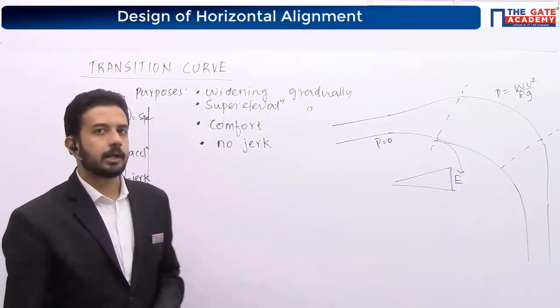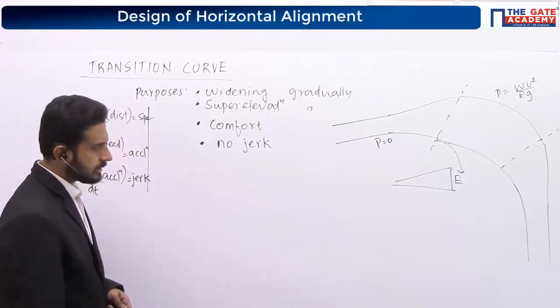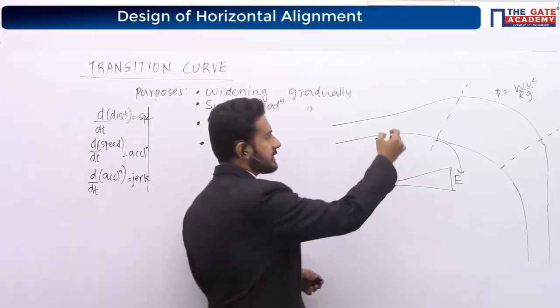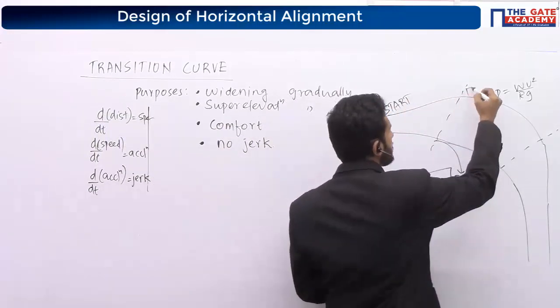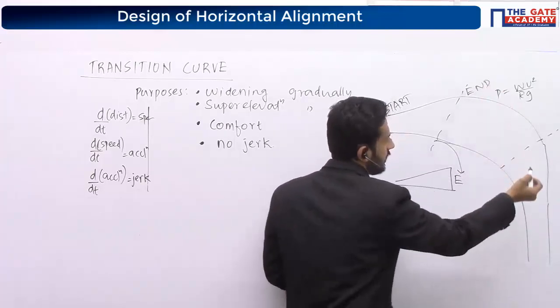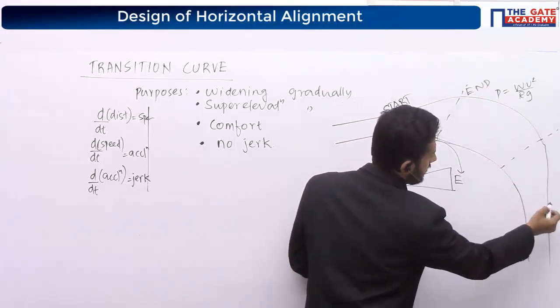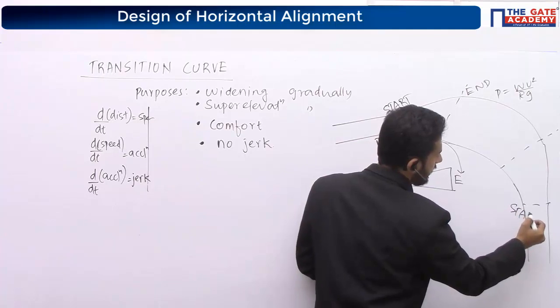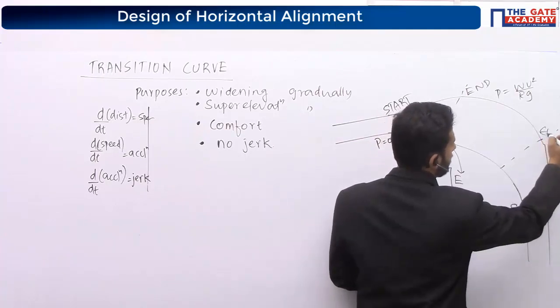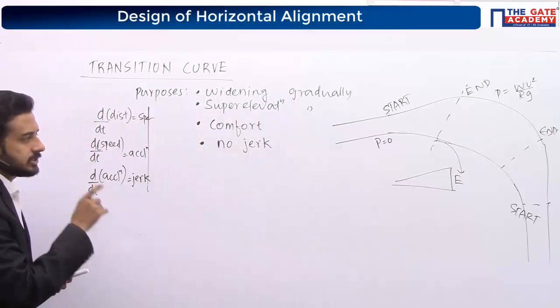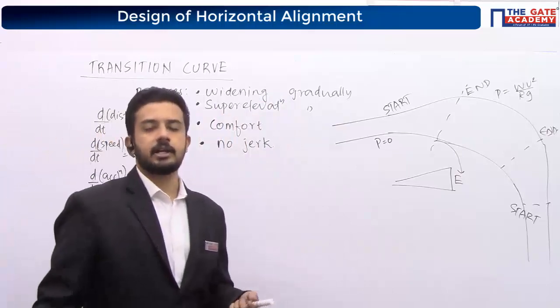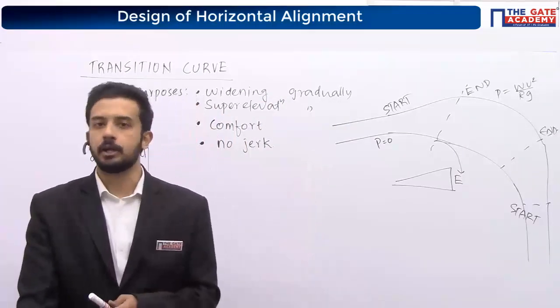One more important point is there. See, what is the radius? This is the starting of the transition curve. This is the ending of the transition curve. Here also, this is the starting and this is the ending. So the starting of a transition curve is at the straight road. The ending of the transition curve is at the circular road.